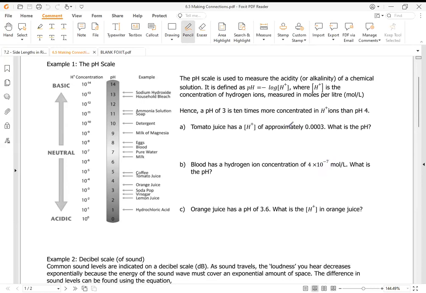But here it is. Tomato juice has a square bracket concentration of approximately 0.003, and if I were to be proper, that should be moles per liter. What is the pH?